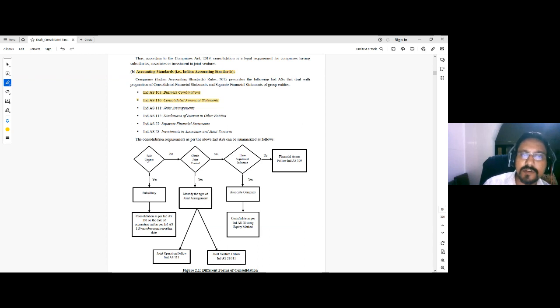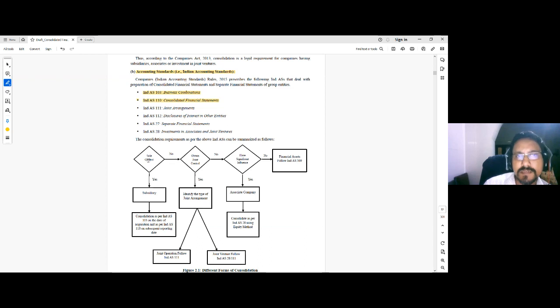And in that case, consolidation will be required in two steps: on the date of acquisition and all further reporting dates. On the date of acquisition, consolidation will be done as per Ind AS 103, and on all future reporting dates, consolidation will be done under Ind AS 110.